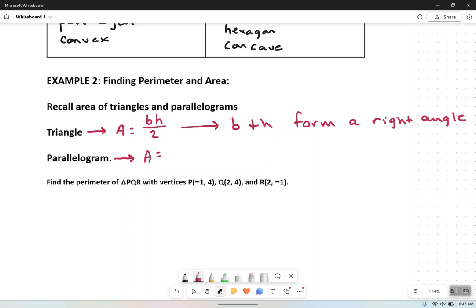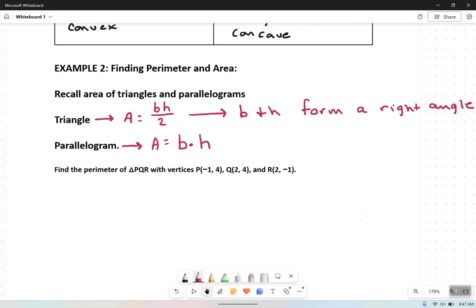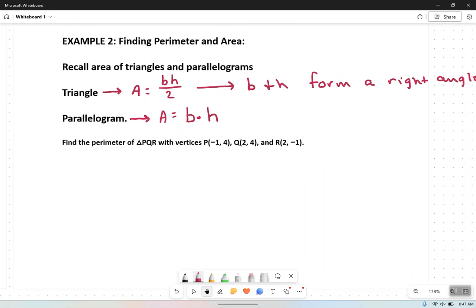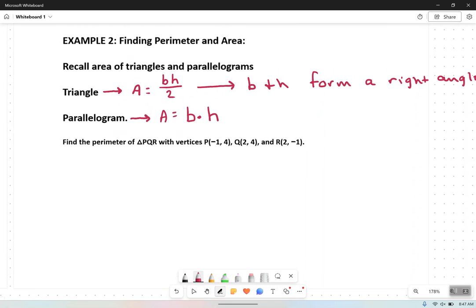Who can recall the area formula for any parallelogram? The area of any parallelogram is just a base times a height. Okay? It's just a base times a height for that. All right? Okay, I'm going to jot these points down on the board up here.